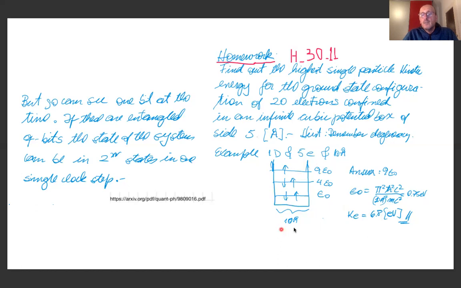So if the size of the thing is 10 angstrom, in this energy level I can put 2 electrons, one up and one down. In the next energy level, I can put 1 up and 1 down. And in this one, I can put only 1. Okay, so the total energy is very simple. The maximum kinetic energy that this electron can have is equal to 9 E naught, and 9 E naught is equal to 6.8 electron volts. Okay, so fairly simple problem.